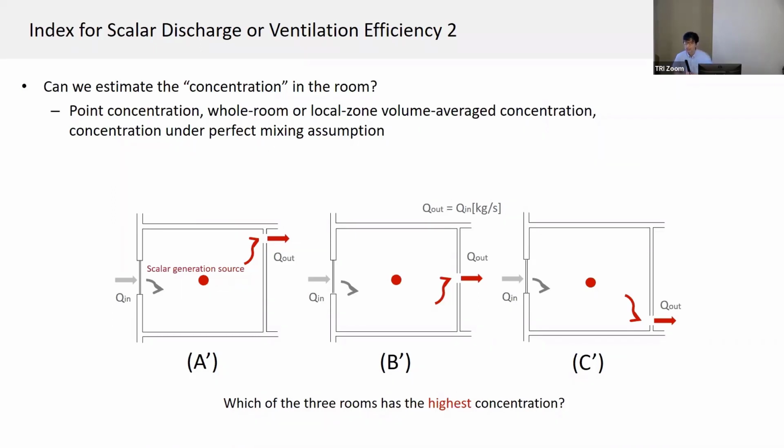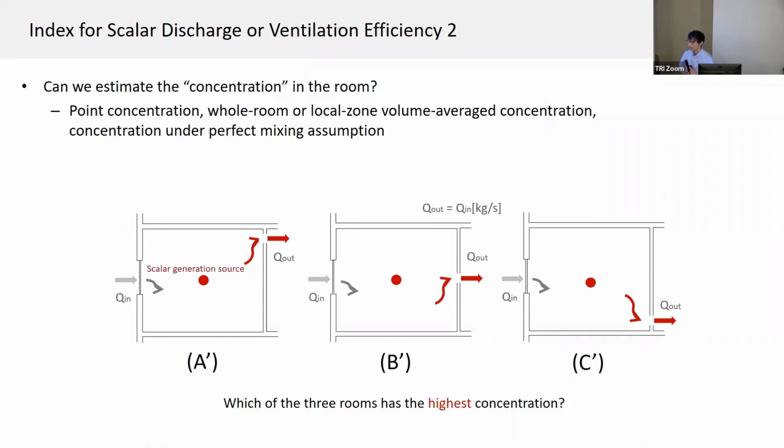Firstly, we must define the concentration. And can we estimate the concentration in the room? For example, if we can specify some point, of course, we can discuss the point concentration, but it's really difficult to measure or identify the point concentration. How about the whole room volume average concentration? Or how about the local domain average concentration?